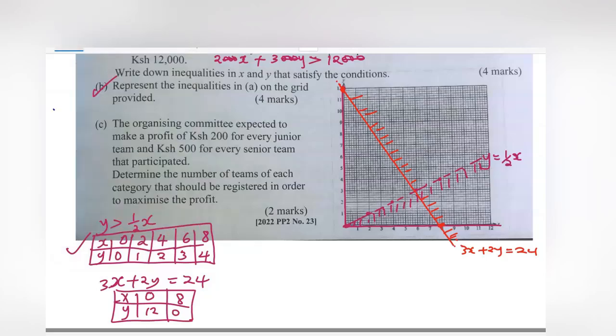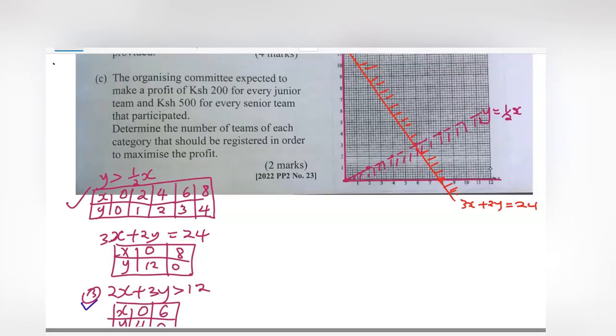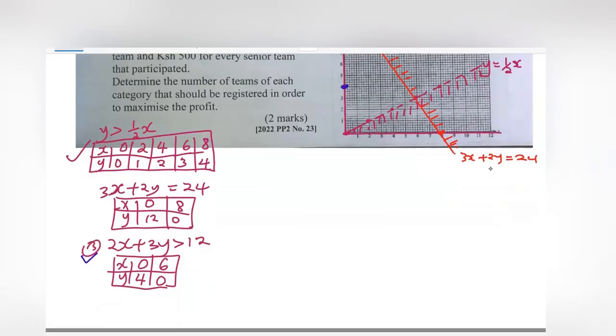We are going to draw the third one. And for the third one, x is 0, y is 4 here. And when x is 6, y is 0 at this particular point here. Again, from here, what we are going to do is to draw the line, then shade. We're going to draw the line this way. Then we are going to shade.